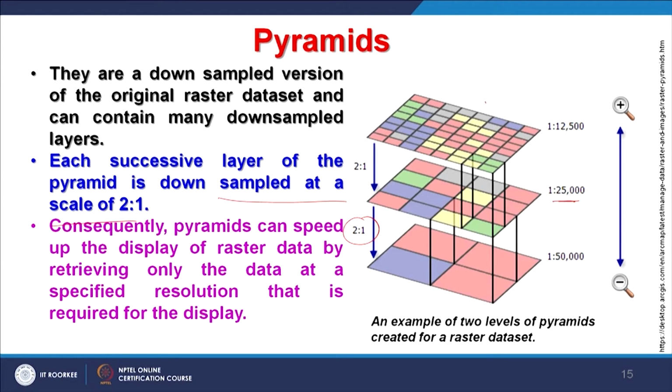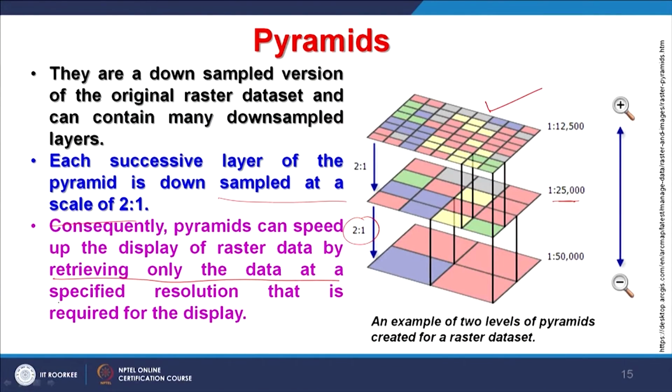The original image is this one, remember this thing, the original image is at the top, then the rest of these layers are constructed when you go for construction of the pyramid. Not really are the layers stored in the system, just the codes are stored, and that is why it becomes faster. So consequently, pyramids can speed up the display of raster data by retrieving only the data at a specified resolution that is required for the display. So layer by layer, the data keep coming on your screen as per your requirements.